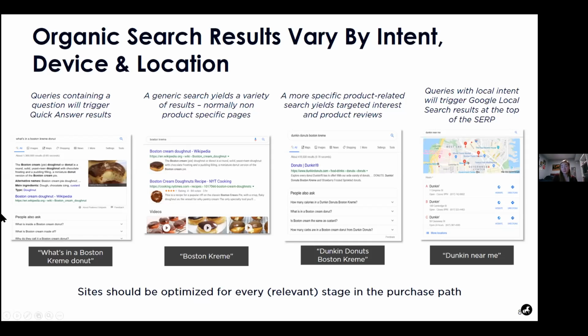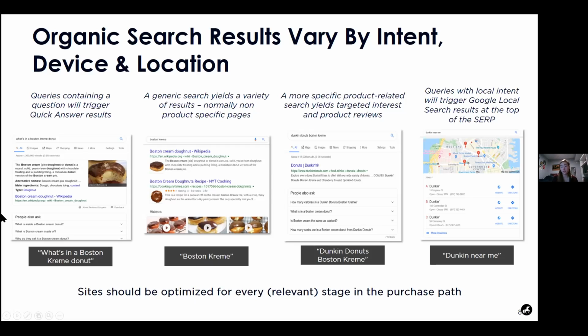In this third, we're throwing in Dunkin' Donuts Boston cream. So all of a sudden, we're not getting Boston cream specific information. We're getting more Dunkin' specific information. Dunkin' doesn't have a Boston cream donut page. They have a donuts page, but Google has decided that's the most relevant. So they pull in that as the first result. And then much like in the first one, they also have people also ask, although the questions are slightly different. The number one being how many calories are in a Boston cream donut, followed by what is it? And so we see some of the similar questions.